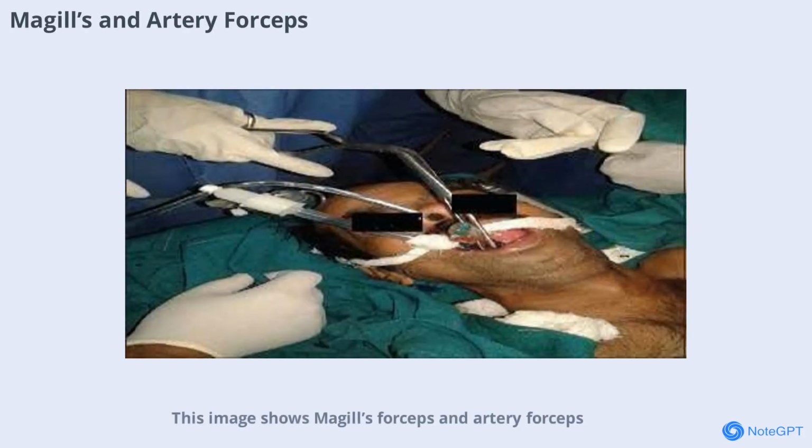This image shows Magill's forceps and artery forceps, both of which are essential in surgical and emergency procedures. Magill's forceps are angled and used to guide tubes into the airway or esophagus, while artery forceps are straight or curved and used to clamp blood vessels.